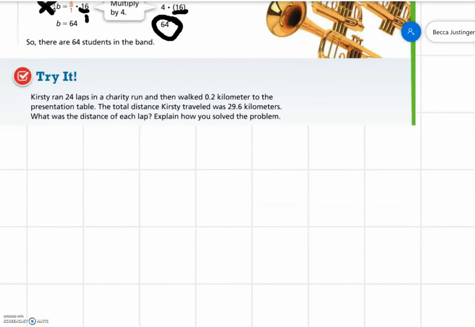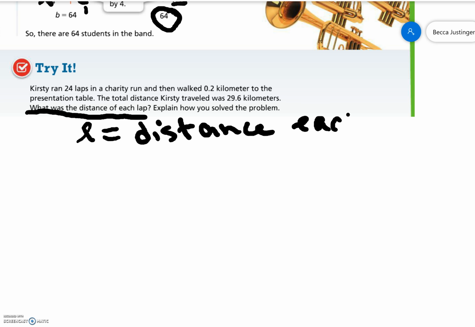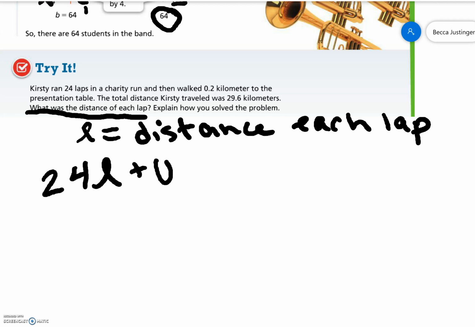So Christy ran 24 laps in a charity run and then walked 0.2 kilometers to the presentation table. The total distance Christy traveled was 29.6 kilometers. What was the distance of each lap? So your question always tells you what the variable is going to be. Let L equal the distance of each lap. Okay, so she ran 24 laps. She ran 24L, and then she walked 0.2 kilometers. So we're going to add 0.2. The total distance she traveled was 29.6.